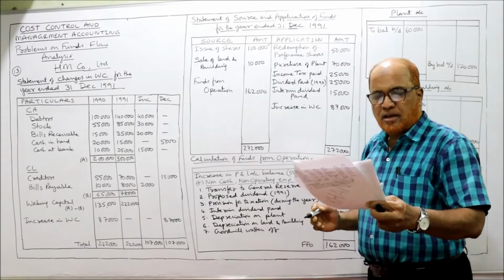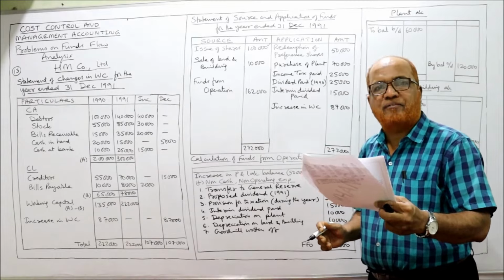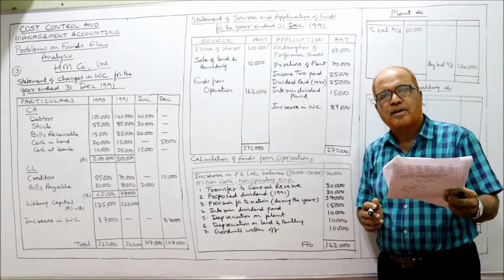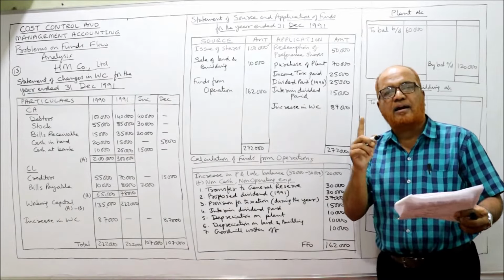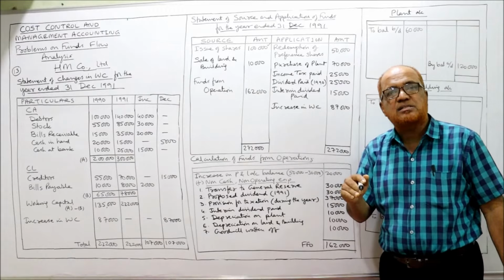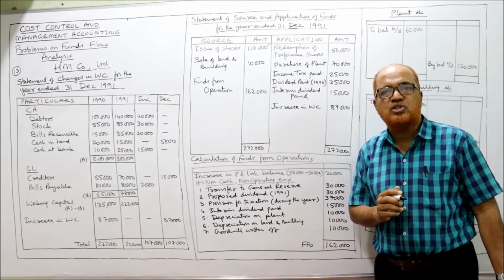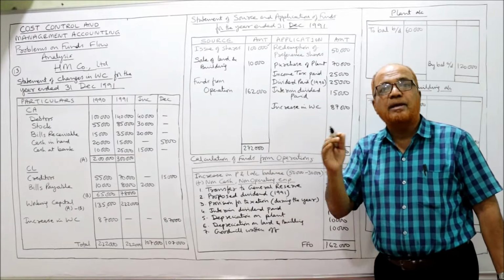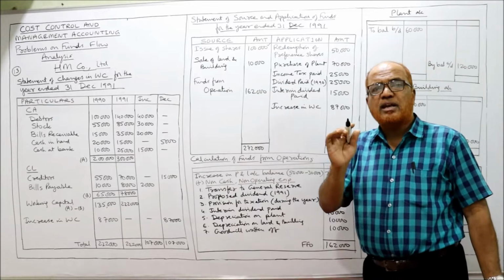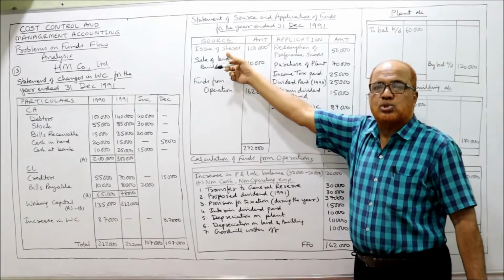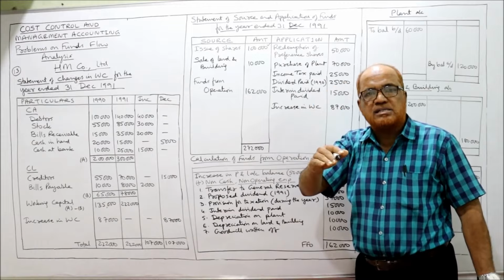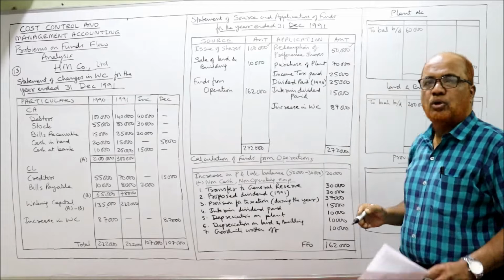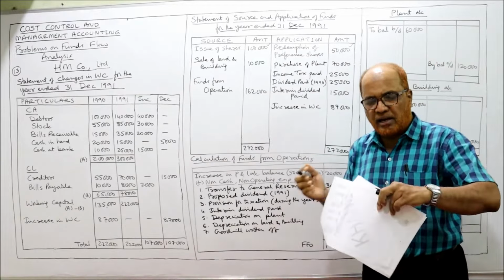Right? Next, 8% redeemable preference shares. Last year preference shares were 1,50,000 and current year preference shares are 1 lakh. So preference shares have decreased. It is called redemption of preference shares. The company has repaid the amount of preference shares. It's an application. When share capital increases, it's a source. When share capital decreases, it is an application. So redemption of preference shares 50,000. Two items completed.